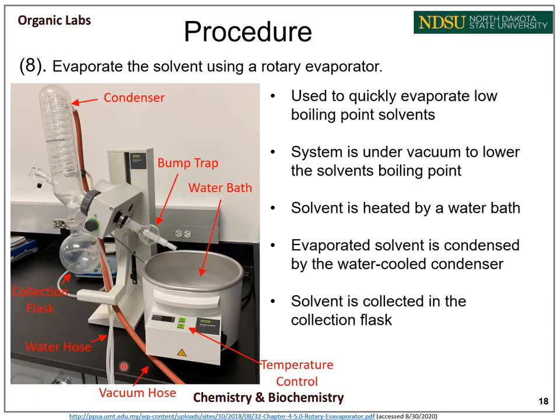The round bottom flask is then heated by the water bath, which evaporates the solvent, causing the solvent to travel up through the rotovap to the water-cooled condenser, which condenses the evaporated solvent, causing it to drip down, and the solvent is collected in the collection flask, leaving your compound behind in your round bottom flask.